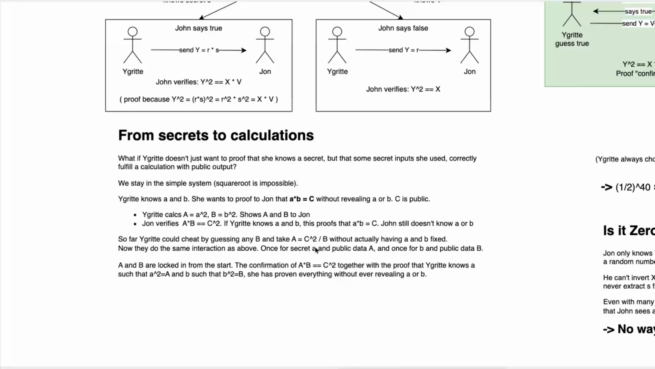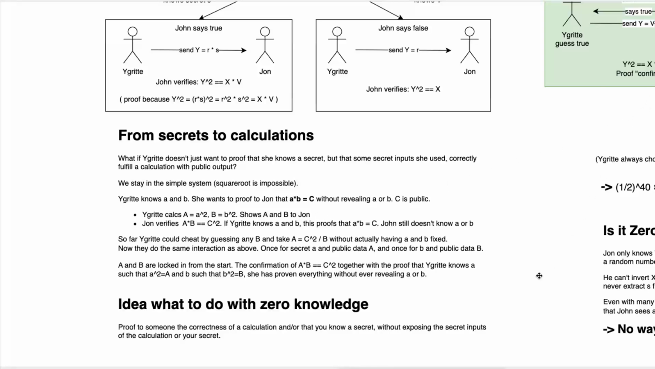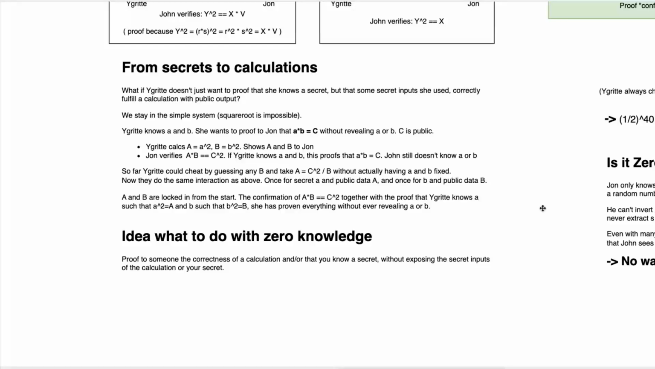So we now have a way to zero-knowledge prove a calculation, not only knowing a secret, but also that those secret values fulfill a calculation with a public output. Now, what to do with that? I already said that, but just as a quick sum up, the idea of such a zero-knowledge proof and zero-knowledge system is that we can prove the correctness of a calculation and or that you know a secret without exposing the secret inputs of the calculation or your secret.